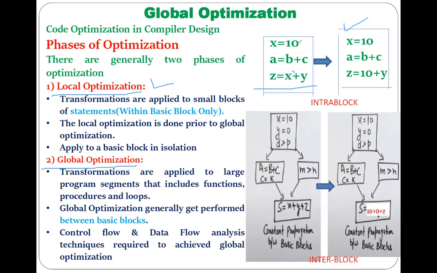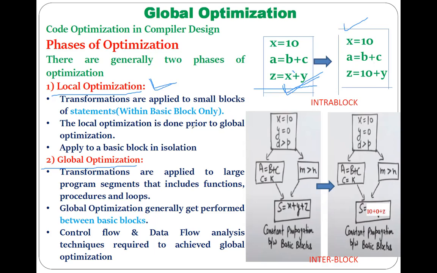Here we don't have to interact with another basic block; within a single basic block only we have performed the optimization. That is the reason it is referred to as a local code optimization. Okay, now regarding this example, last time I told you, just for your understanding purpose, I am recapping it.